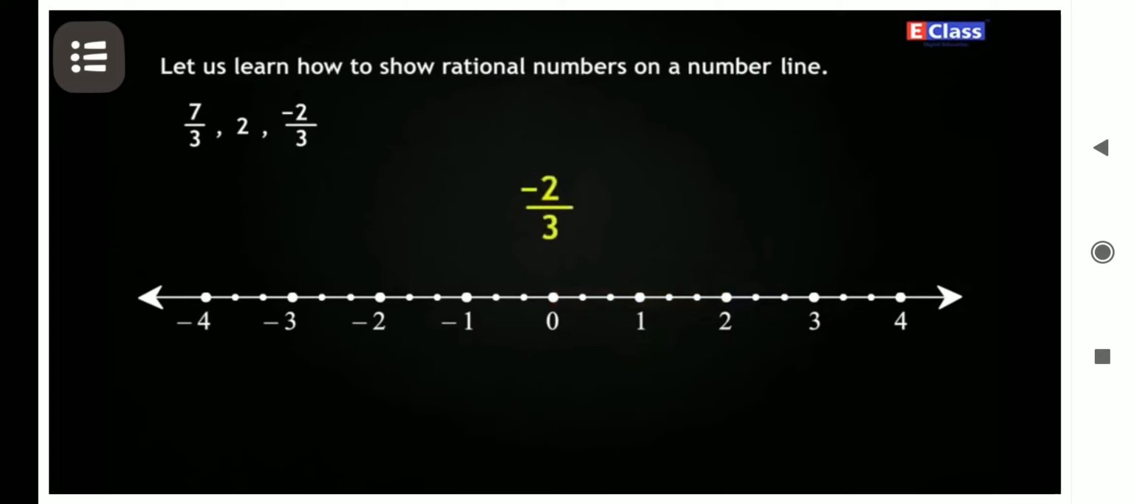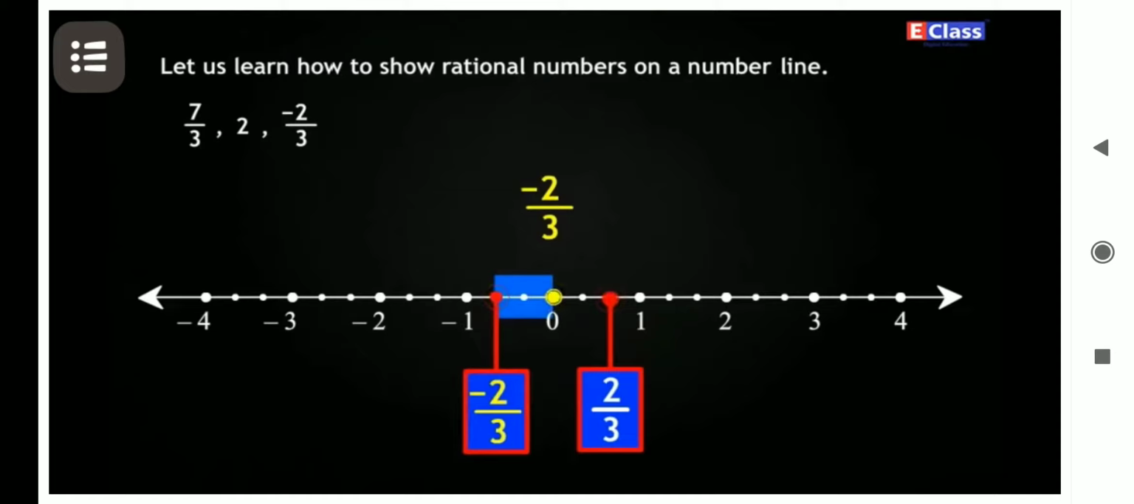To show minus 2 by 3 on the number line, first show 2 by 3 on it. The number to the left of 0 at the same distance will show the number minus 2 by 3.